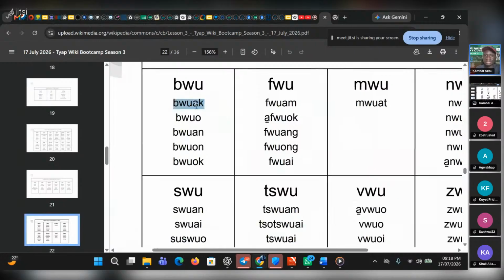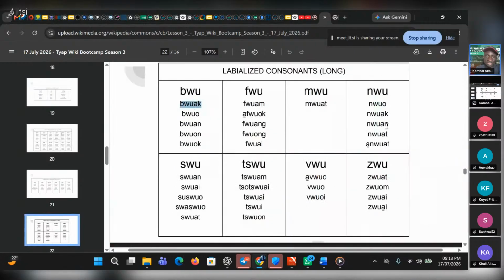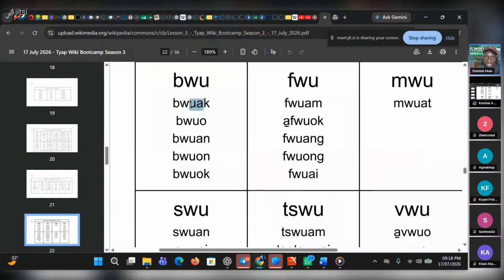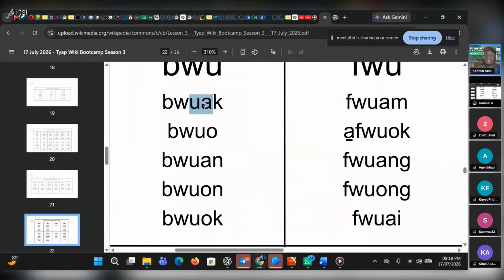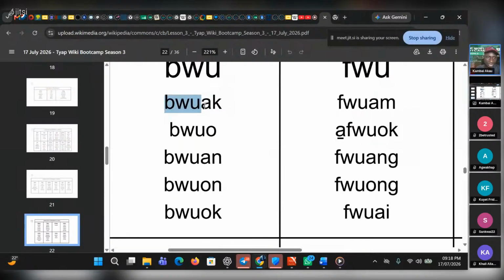But then just understand that this UA is not a diphthong. Instead, this one is a long vowel, a labialized vowel sound, B sound. So have it in your mind that this is supposed to be BWW, not BWU. But we only have one vowel here. But this is a long consonant sound.